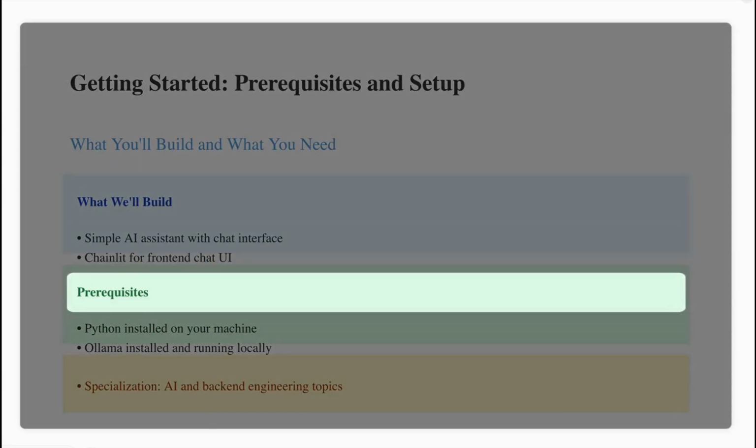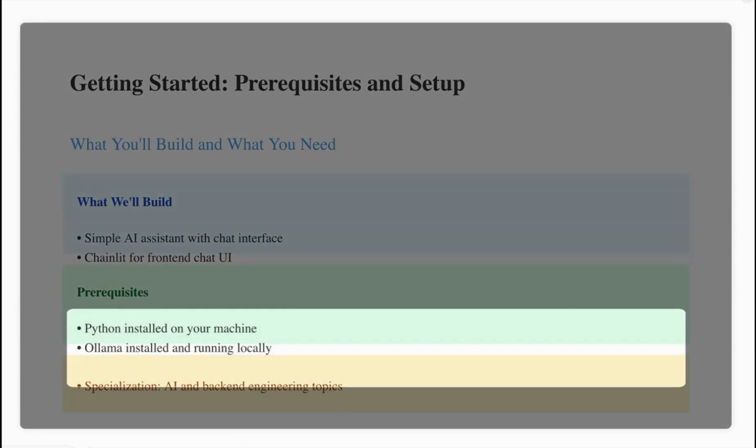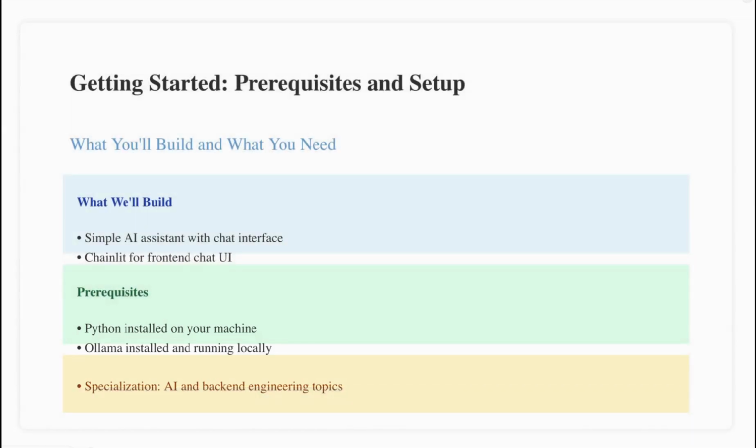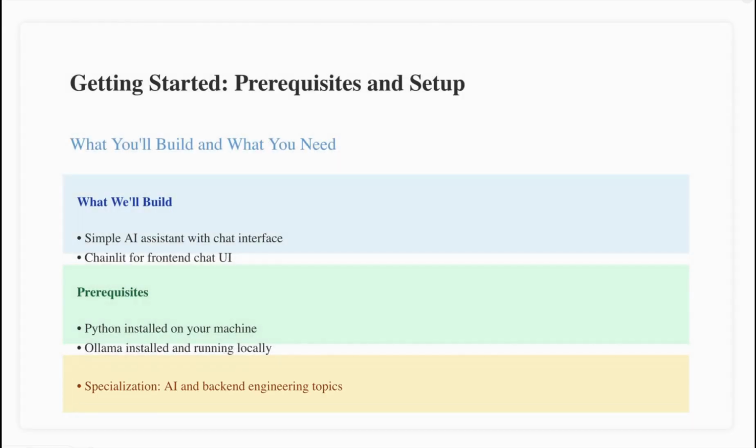Before coding, we need two prerequisites. First, ensure Python is installed on your machine. This is the backbone of our project. Second, install Ollama locally and load a model like Mistral. This runs the AI engine behind your assistant's responses. Our assistant will specialize in AI and backend topics, giving you hands-on experience with real-world engineering challenges. Let's verify your setup before moving to code structure.